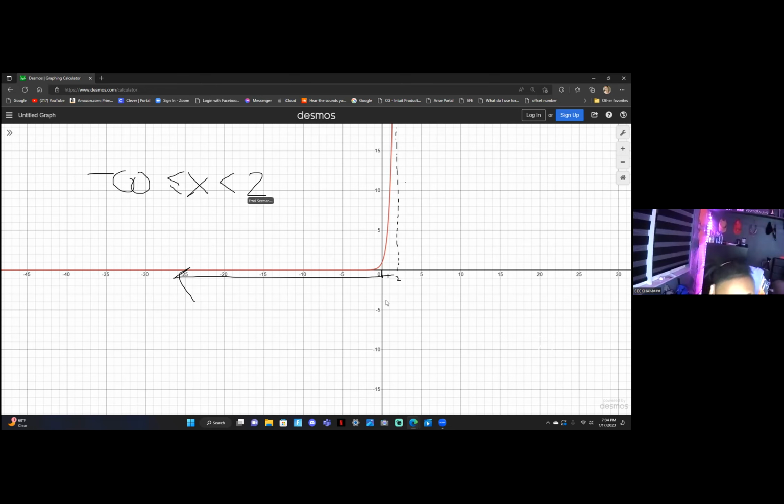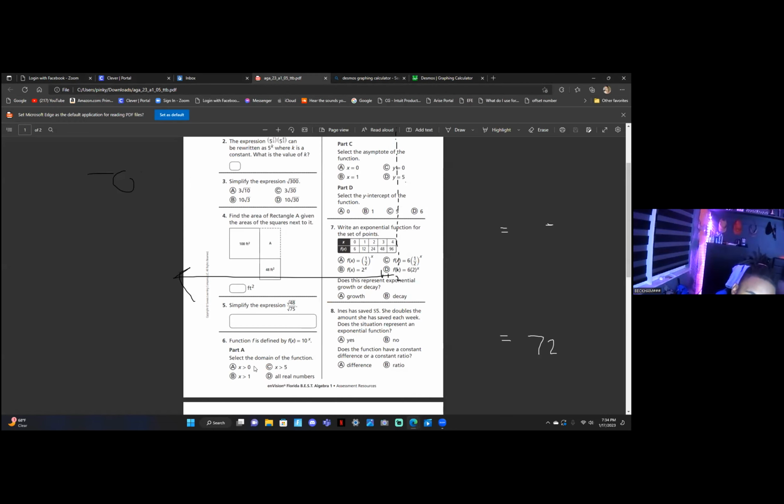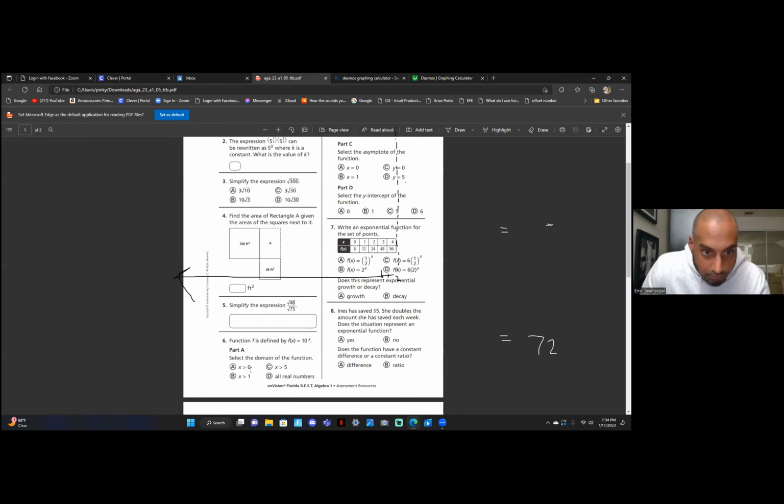Go back to the worksheet. Is that one of them? A means x greater than 0. B is x greater than 1. C is x greater than 5. And D is all real numbers. Is it C or D? Function f is defined by that. Select the domain of the function. Go back to the graph. I think it's all real numbers.